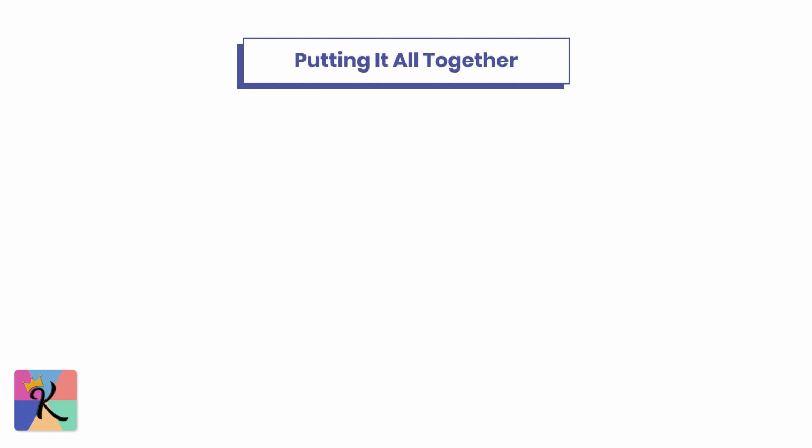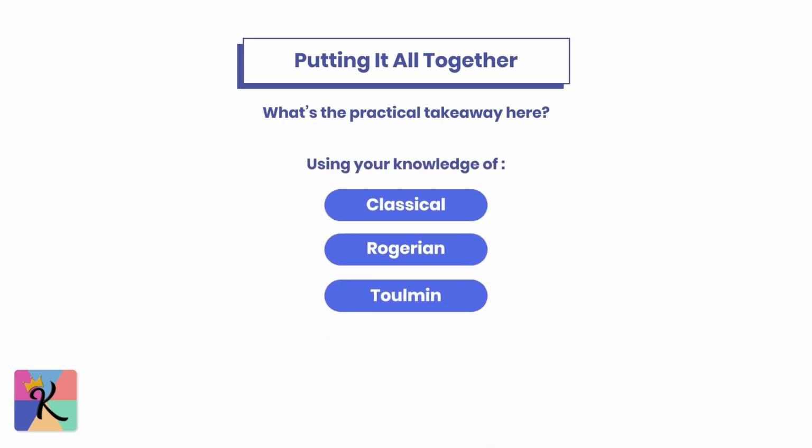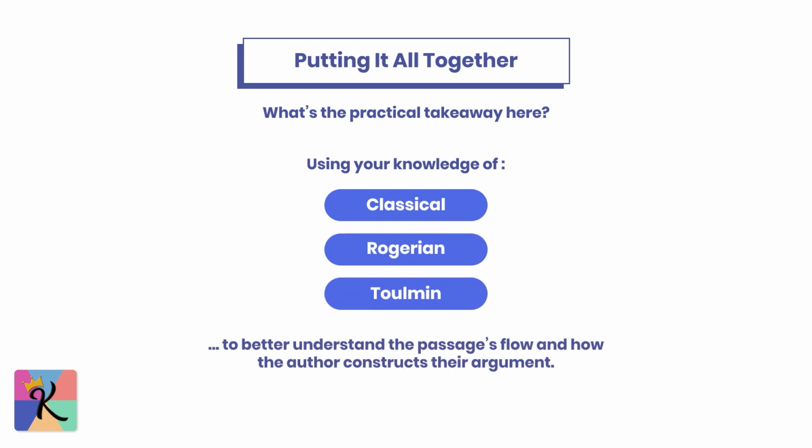Putting it all together. So, what's the practical takeaway here? It's not about trying to label every Carr's passage with one of these structures, but rather using your knowledge of classical, Rogerian, and Toulmin arguments to better understand the passage's flow and how the author constructs their argument. Many passages will blend elements from each model.